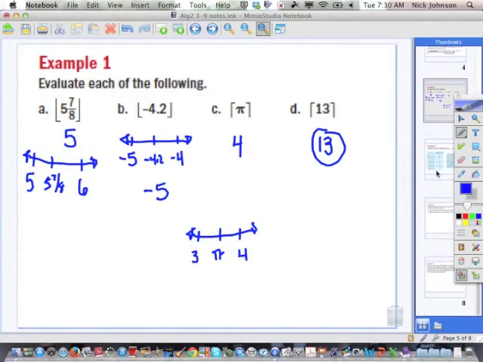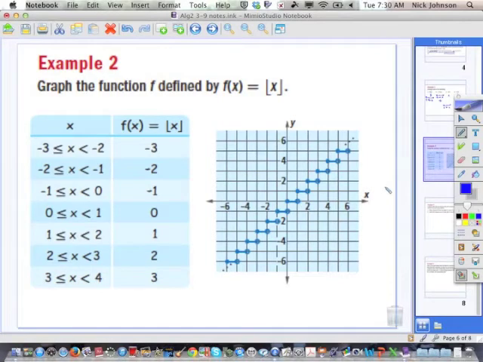Moving along. Graphing these functions. Mr. Johnson has a different way, kind of like the book. The book examined it from -2 to -3, which is fine. If you put in -2.5, you go down, so it gives you -3. If you put in -1.5, same process, you go down, so it's -2.